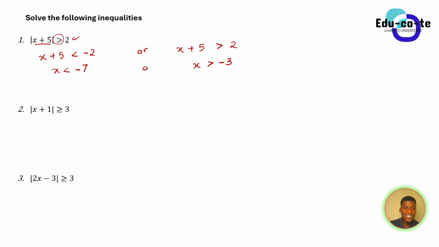The moment when I say or, I'm not trying to say that you've got two options and you need to only do one. You need to do both of them, because all of them are going to give you solutions. So you need x to be less than -7, or you also need x to be greater than -3, so that you can get a what? So that you can get a distance that is greater than 2 using this expression.